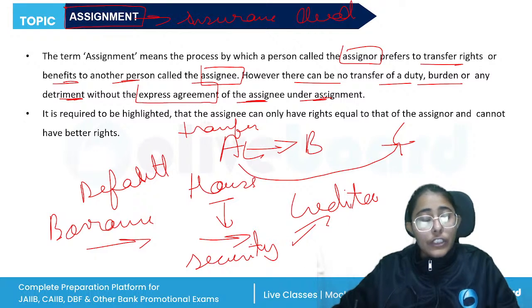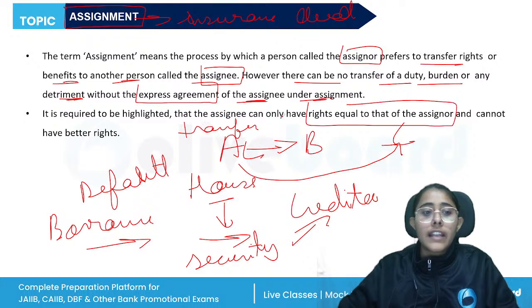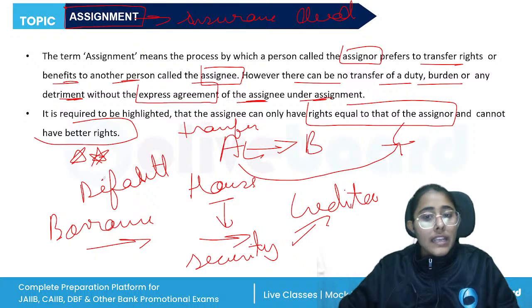So the assignee to whom the transfer of rights is being made should have given express agreement to it. And the assignee can have only the rights equal to that of the assigner and cannot have better rights. This is another important point.